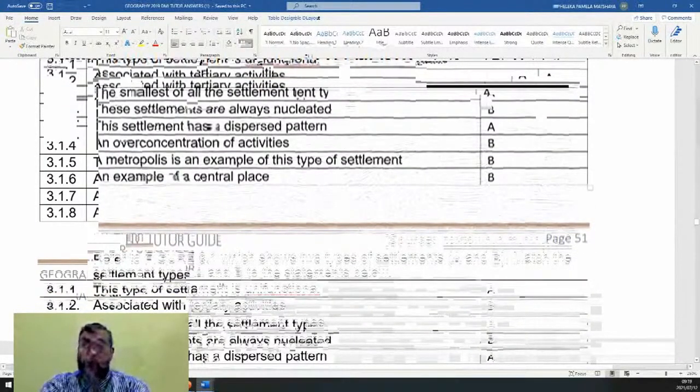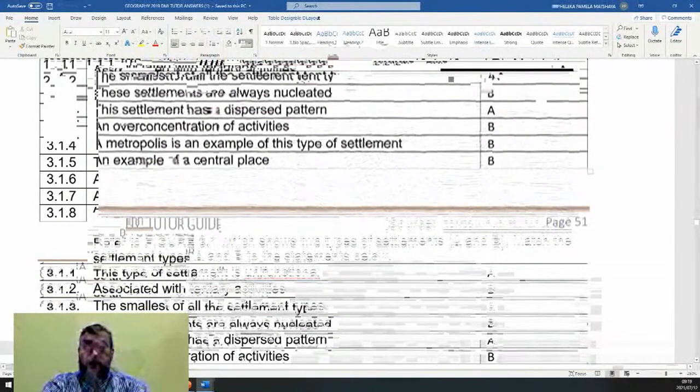These settlements are always nucleated. That's B, right? Your city is always nucleated. You don't get dispersed cities. This settlement has a dispersed pattern. The answer is A. Only rural areas can have dispersed patterns. Urban areas cannot have a dispersed pattern.